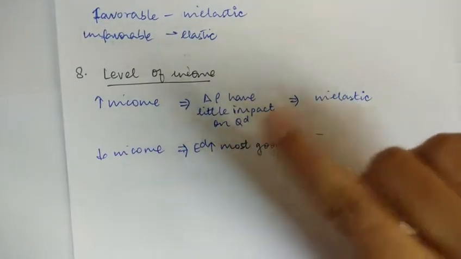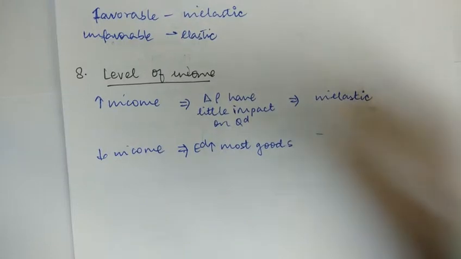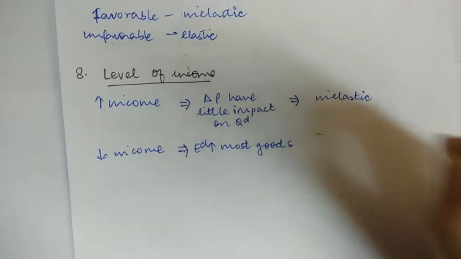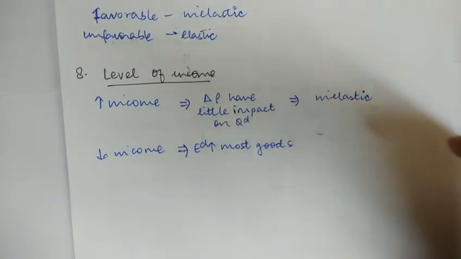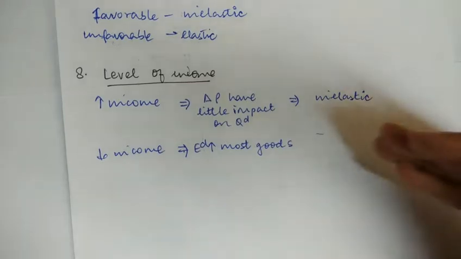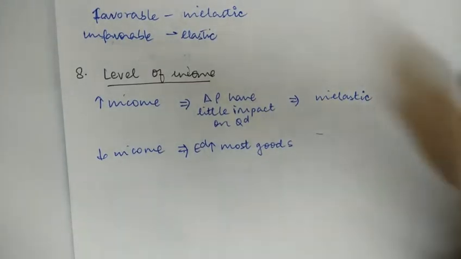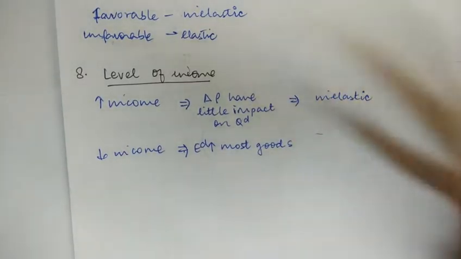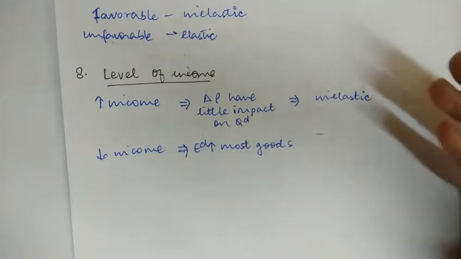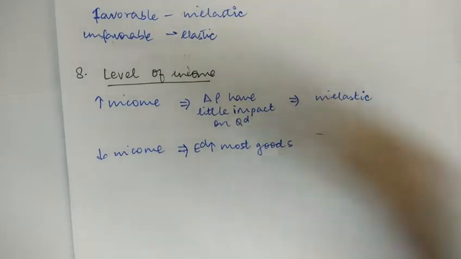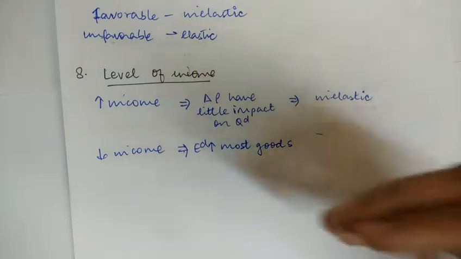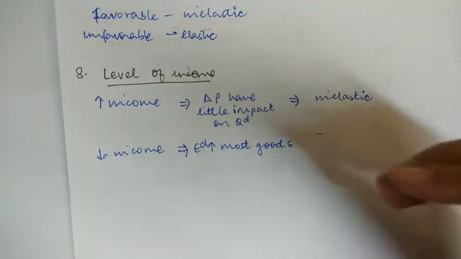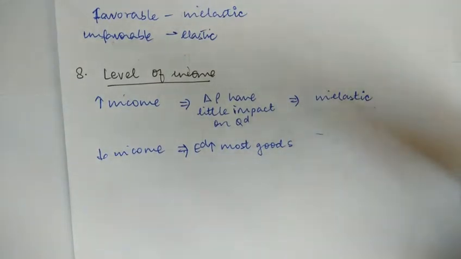Now let us look at the level of income. When the income of a consumer is very high, then the demand for the commodities will be inelastic because the change in the price of commodities will have little impact on the quantity demanded, because you have enough resources to buy the commodity even if the price changes, right? Now if the income is low for the consumer, then the elasticity of demand is high for most goods.